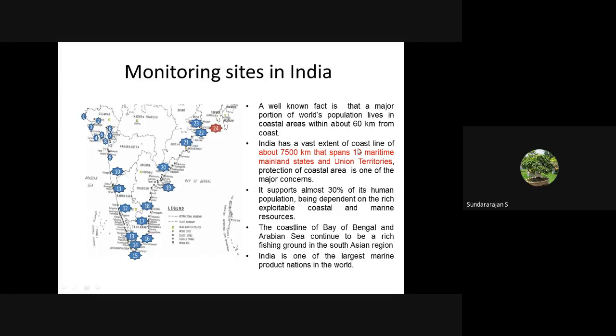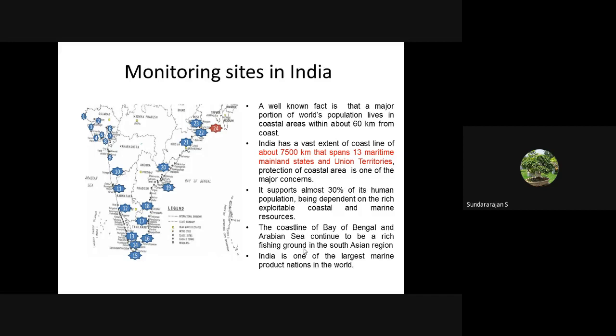India has a vast extent of coastline of 7,500 kilometers, spread between maritime states and union territories. The protection of coastal areas is one of our major concerns, including coastal erosion and the various ecosystems there. It supports almost 30% of the human population, dependent on the rich exploitable coastal and marine resources, fisheries, and other activities like port and harbor activities and infrastructure.